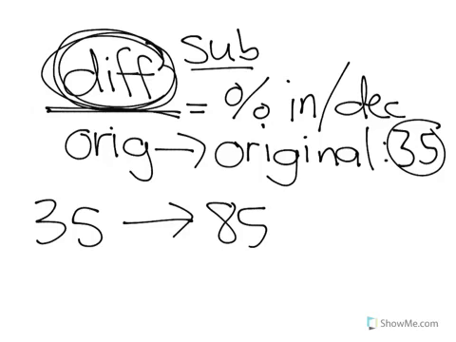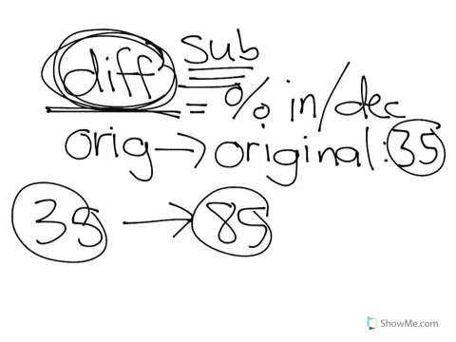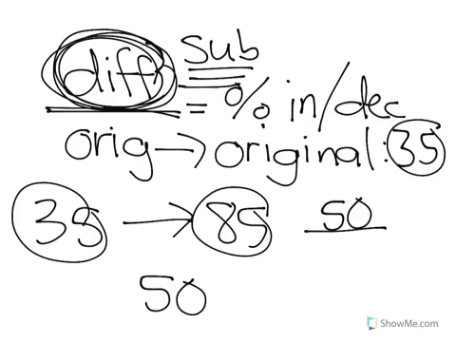Okay, so the difference is subtraction. So what's 85 minus 35? Well, 85 minus 35 is 50. So that's your difference. And my original was 35. So that means 50 divided by 35. So on your calculator, you literally do 50 divided by 35. Okay, so what is 50 divided by 35?